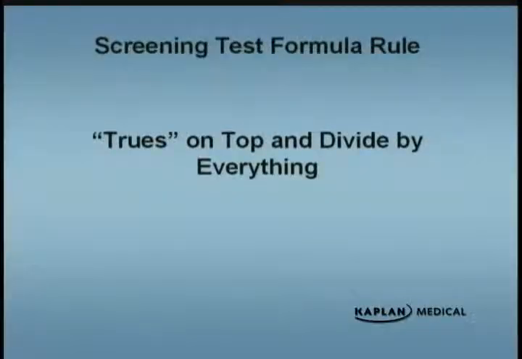You're going to remember the formulas you need for your screening test by a very simple rule. One rule gives you all the formulas you're going to need. What's the rule? Here it is. Trues on top and divide by everything. I'll say that again. Trues on top, divide by everything. One rule gives you 5 formulas: sensitivity, specificity, positive and negative predictive value, and accuracy. One rule gives it all. Trues on top, divide by everything.